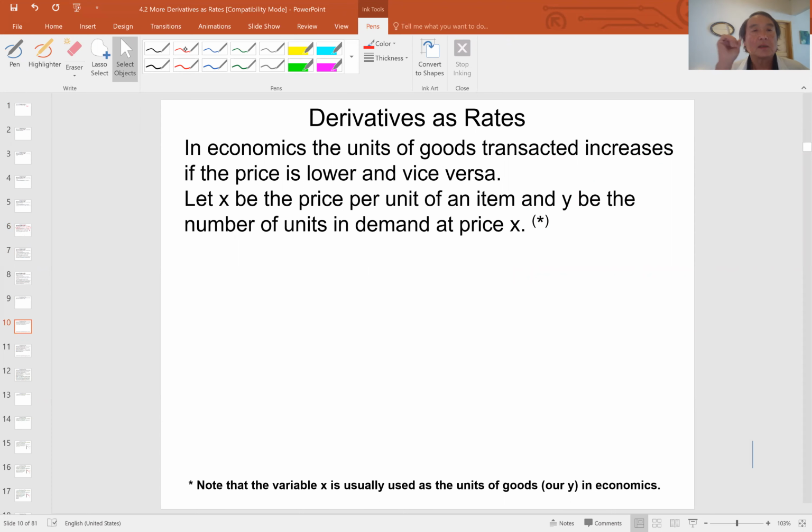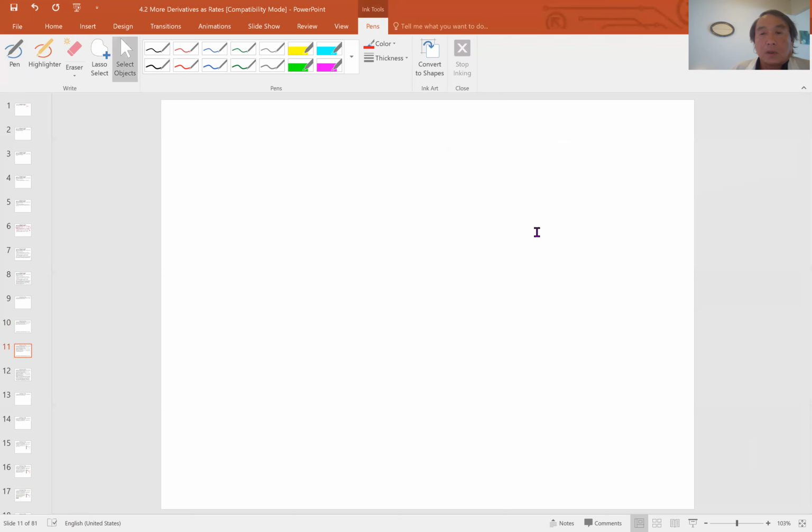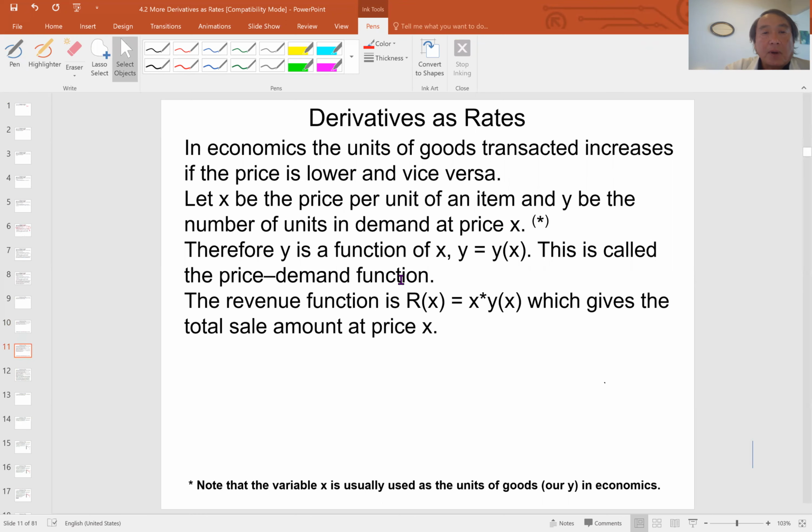Let x be the price of an item. Later in the example, we're going to use x as the price per chicken. And we're going to use y as the number of chickens that can be sold, which we call the demand at the price x. Then if I multiply the price per unit times how many units sold, the demand, I will get the revenue function. That's the total amount of money we are taking.